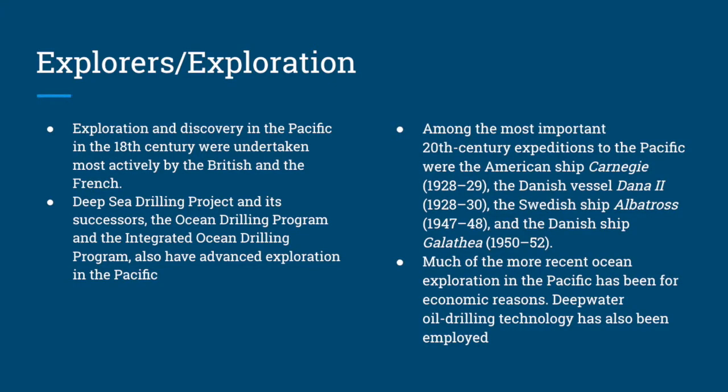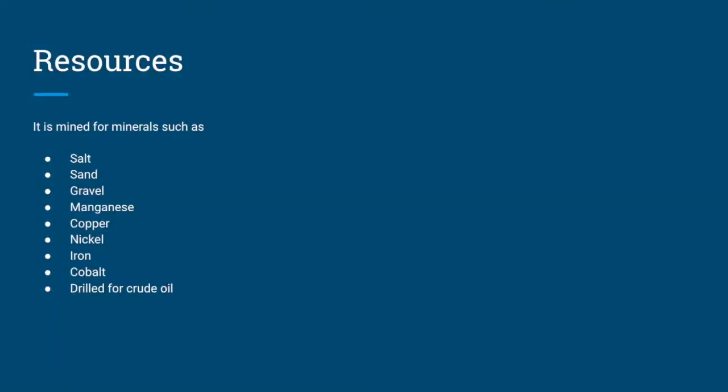Exploration and discovery in the Pacific in the 18th century were undertaken most actively by the British and the French. Among the most important 20th century expeditions to the Pacific were the American ship Carnegie, 1928-29, the Danish vessel Dana II, the Swedish ship Albatross, 47-48, and the Danish ship Galathea, 50-52. The North Pacific is mined for materials such as salt, sand, gravel, manganese, copper, nickel, iron, cobalt, and drilled for crude oil.